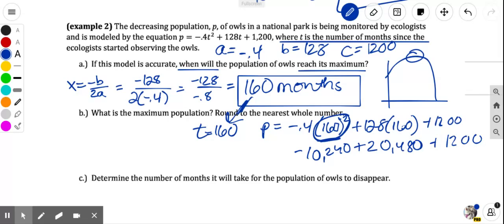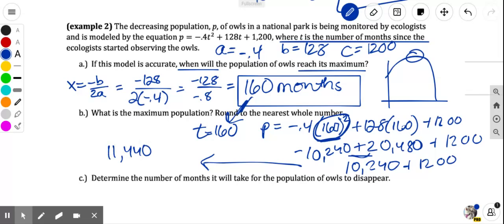Okay, now that we've multiplied and done the exponent, we can add and subtract from left to right. So these two together would be 10,240 and then plus 1200, which your final answer, I'll write it over here, would be 11,440 owls. Because that is the population of owls after 160 months.